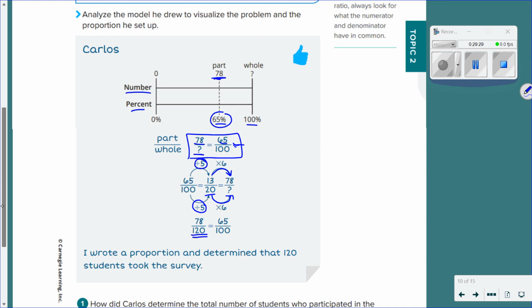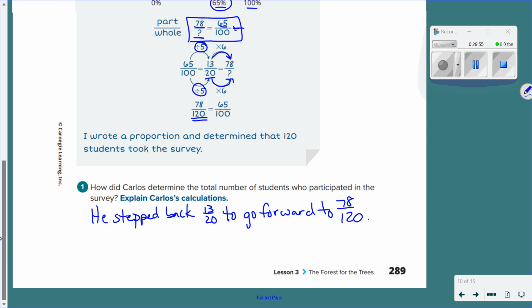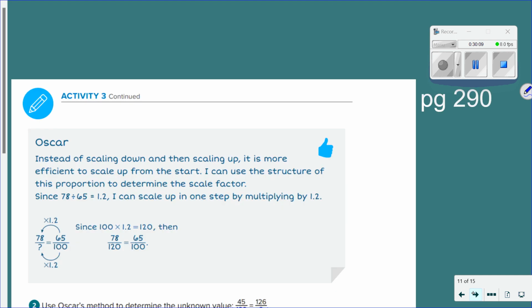Okay? So, how did he do it? He stepped back to 13 over 20 to go forward to 78 over 120. And we showed the math above in the example. So a lot of times, that should be your first option. If you don't see a direct relationship between the numbers, see if you can step back. Unfortunately, you're not always going to be able to step back, which gets us to our next one.